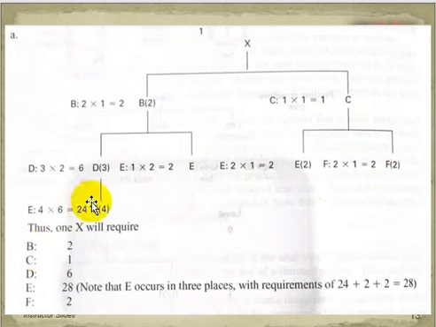So how many B do you need? Just two. How many C? Just one. How many D? Six. How many E? Here, we have three places for E. The first place, we need 24. In P, we need two, so 24 plus two is 26. For C, we need two more, so 26 plus two is 28. Note that E occurs in three places with requirements 24 plus 2 plus 2, which is 28. For F, we just need 2.